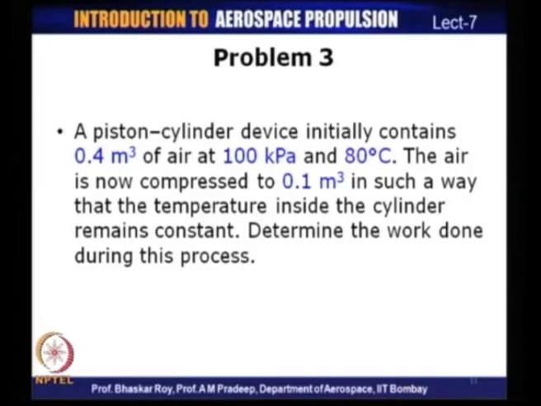So, in this piston cylinder example, we have been specified some initial volume, initial temperature and pressure, and then the air within the cylinder is compressed by the piston to its final volume, which is 0.1 meter cube, but this compression is done in such a way that the temperature remains constant. So, it is a constant temperature, that is an isothermal process, and we are required to find the work done during this process.